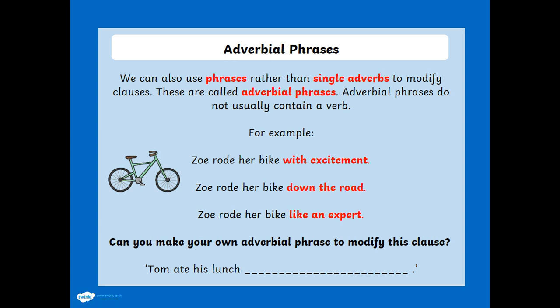We had a simple sentence, Zoe rode her bike, and the ones in red are our adverbial phrases. It tells us how she rode her bike or where she rode her bike. So we've got Zoe rode her bike with excitement, Zoe rode her bike down the road, Zoe rode her bike like an expert. Can you make your own adverbial phrase to modify this clause? And we have an example there. You can pause the video again. Tom ate his lunch. Tell me how he ate his lunch, or when he ate his lunch.